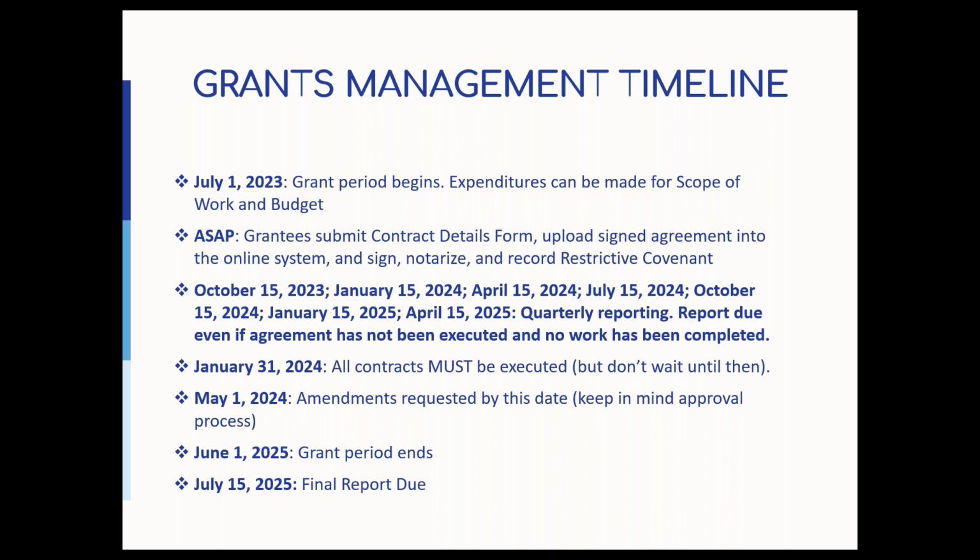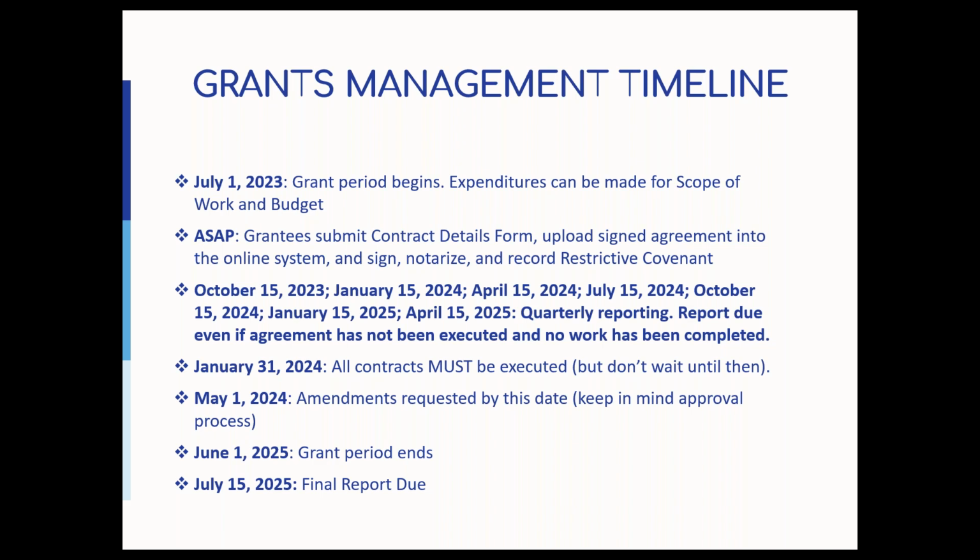So first thing is the timeline. It's a good idea to go ahead and put these dates in your calendar so that you have a reminder, and I will address everything that's in the timeline in more detail later in the webinar. So the grant period officially began July 1st, 2023. So any expenditures, if you had materials you were waiting to order, you were waiting to give your contractors the go ahead and start, July 1. Feel free to carry on.